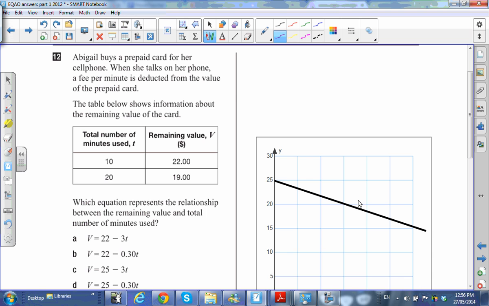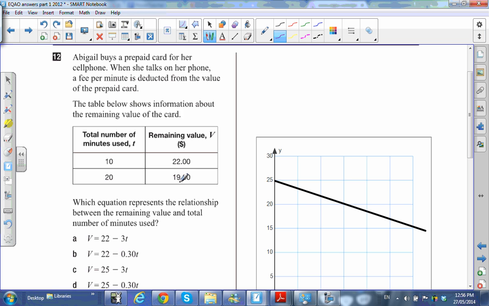Oh, this is an interesting one. It's a cell phone question, and it's talking about the remaining value of your card. So total number of minutes used was 10, and they have $22 remaining. After 20 minutes, they're down to $19 remaining.